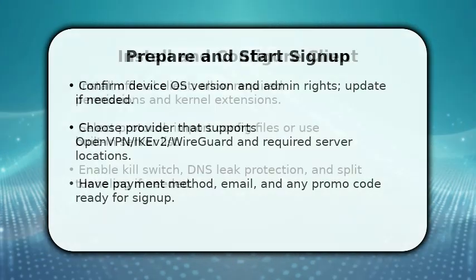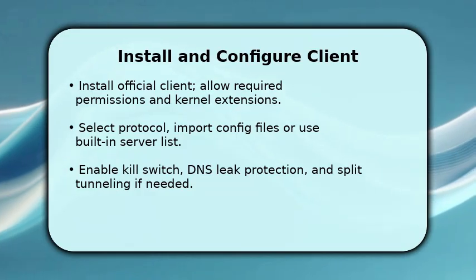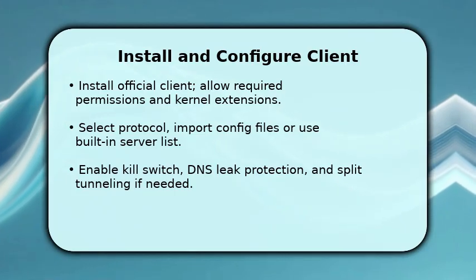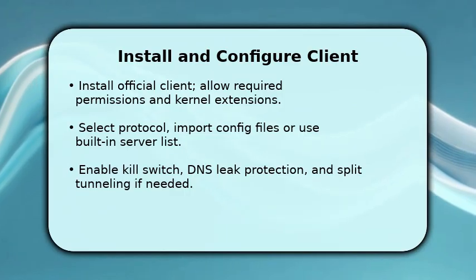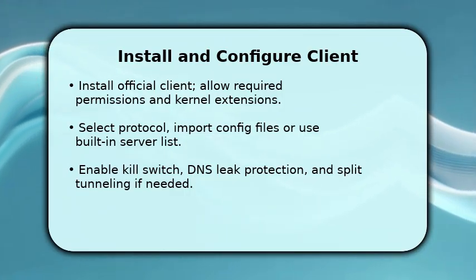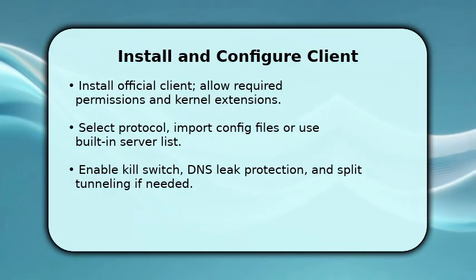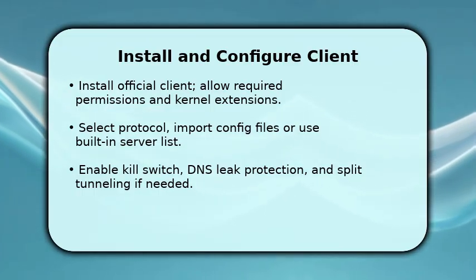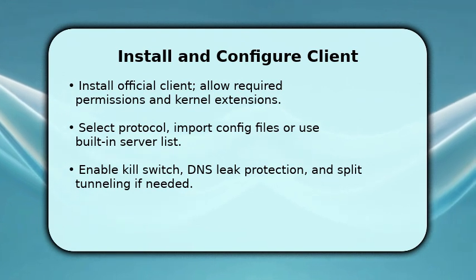You now install and configure the VPN client step by step. Run the installer, grant permissions or kernel extensions when prompted, and open the app. Delayed permissions break service. Then select your protocol, WireGuard for speed or OpenVPN for compatibility, and either import config files or pick a server from the built-in list so routing is correct. Configure core protections. Enable the kill switch and DNS leak protection, and set split tunneling if you want local traffic to bypass the VPN. Save settings.